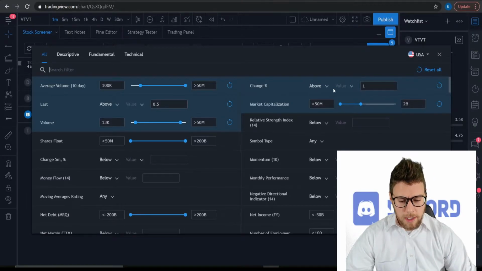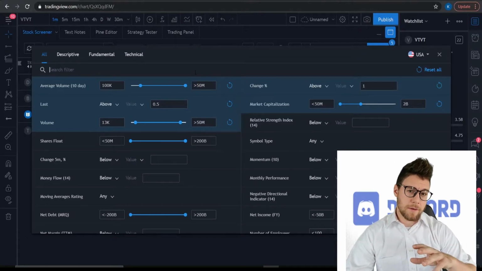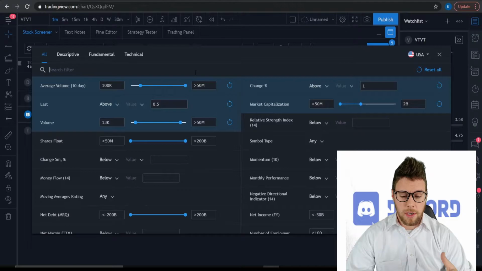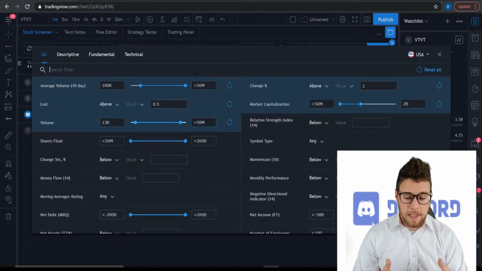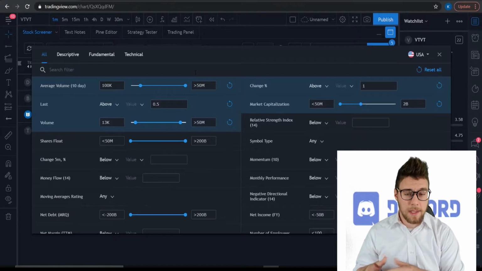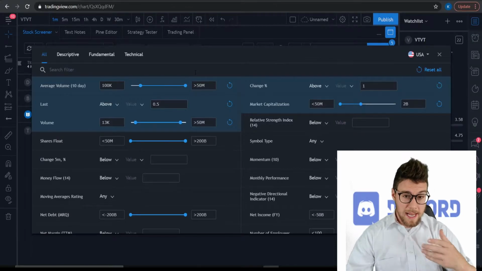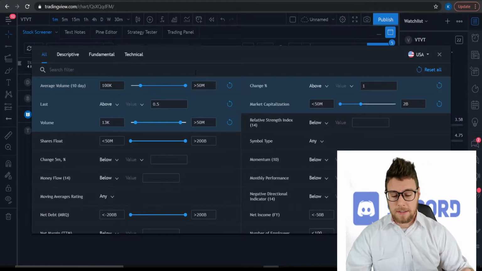Change above 1, I want the change above 1. Again, we're going to do this on a smaller time frame interval, so this is going to show a change for that time frame. If I'm scanning for a 5-minute time frame and I say that I want it above 1%, it's showing me anything that's above 1% in that 5-minute time frame. It may not be up on the day in percentage, but it's up in that 5 minutes that I'm scanning, and that's what I'm looking for.